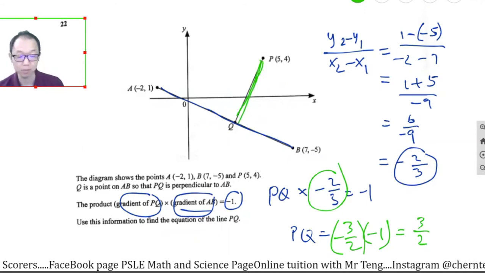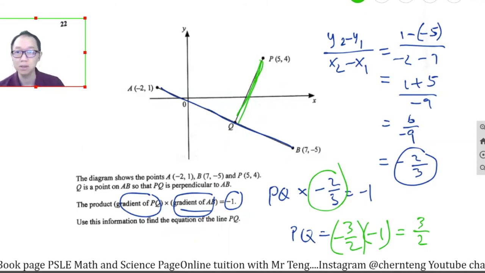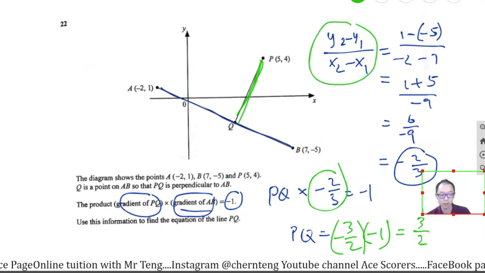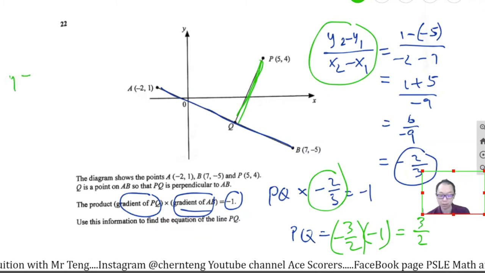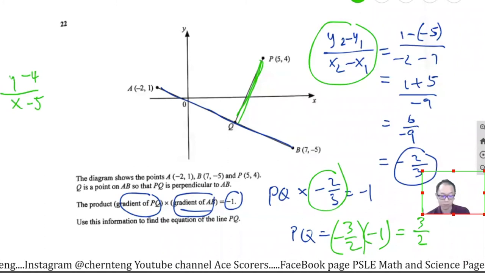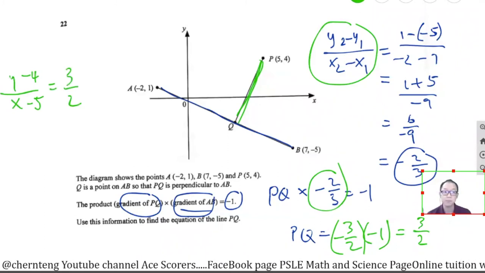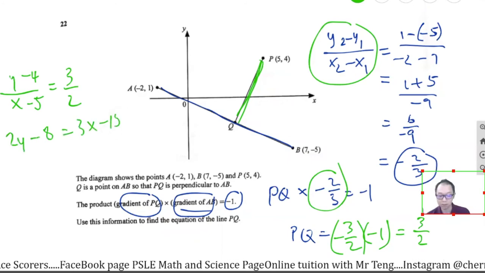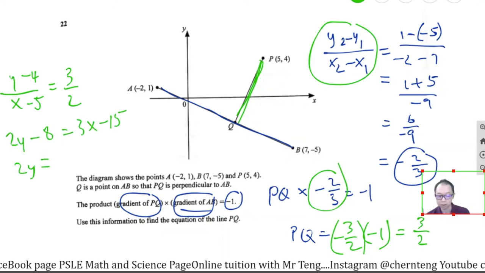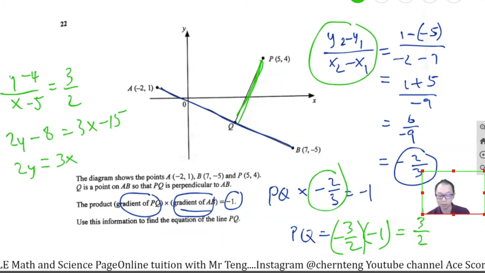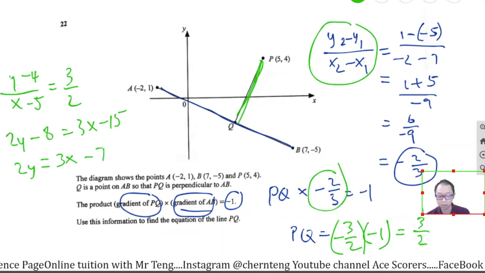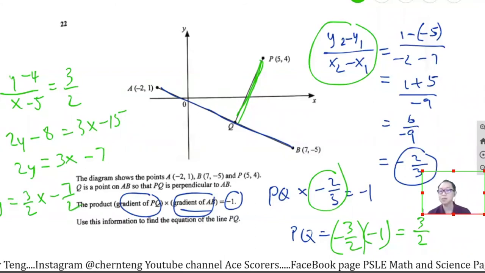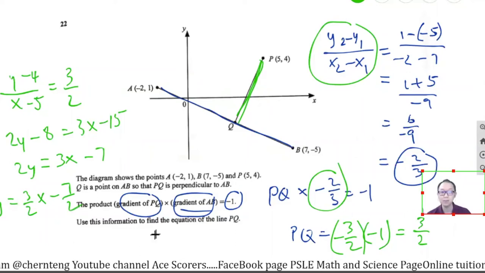So once you have the gradient, you can put it into your general formula for the line. What you can do is use this idea: if you take y take away 4 over x minus 5, it must give me 3 over 2. So I do a cross multiply: 2y take away 8 equals 3x minus 15. 2y equals to 3x, minus 15 plus 8, so it's minus 7. Right, so we divide by 2. y equals 3 over 2 x minus 7 over 2. Okay, so that is the final answer for this 4-mark question.